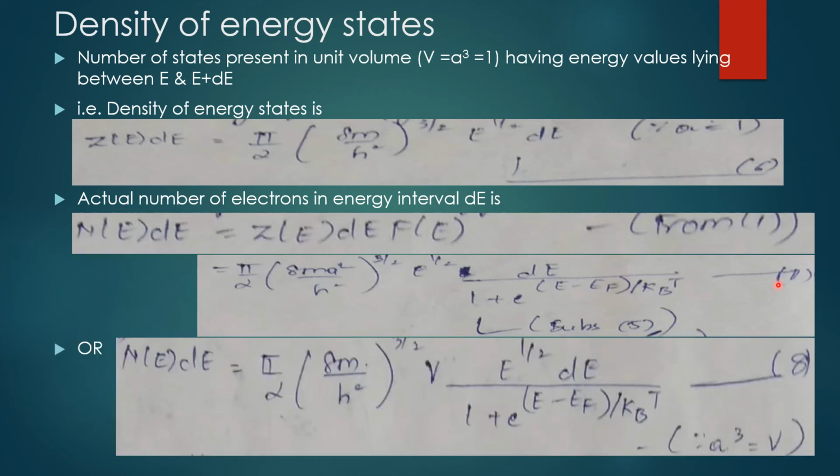Or, by substituting a³, this a² raised to 3/2 is a³. So a³ we will substitute as capital V. We get π/2 into (8m/h²) the whole raised to 3/2 into V E raised to half dE upon 1 plus e raised to (E minus EF) upon kT. Equation number 8.